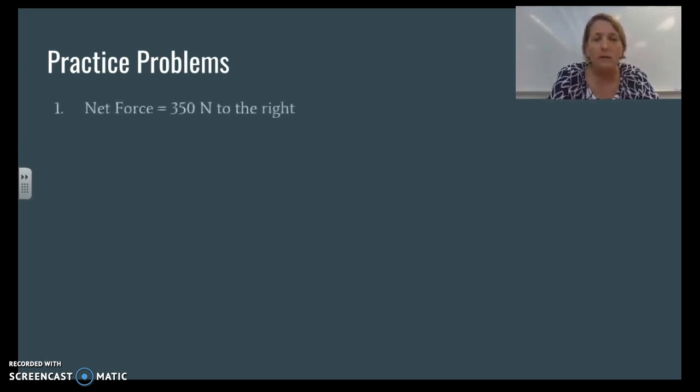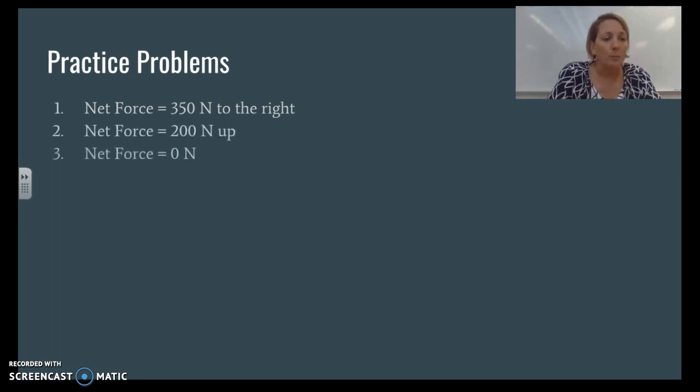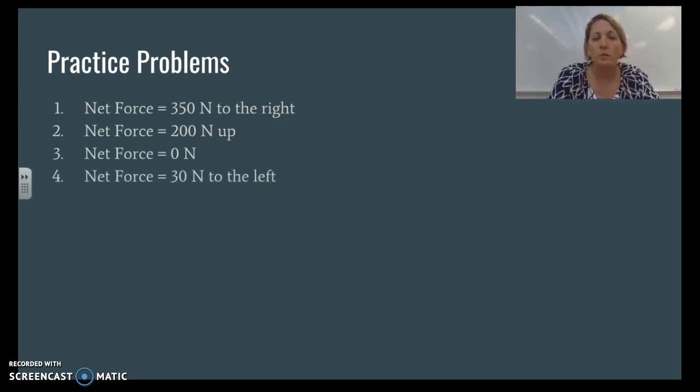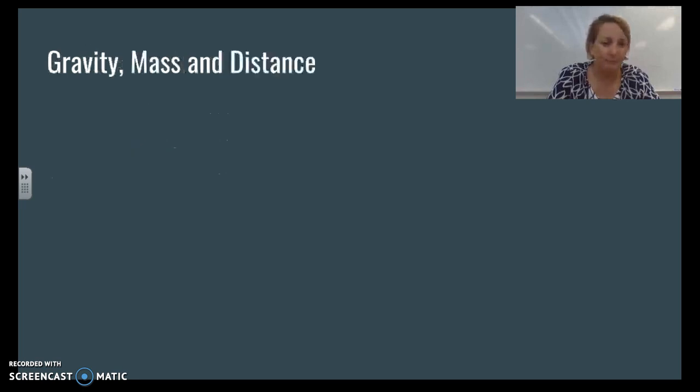So in problem number 1, the net force is 350 newtons to the right. Number 2, the net force is 200 newtons up. Number 3, the net force equals 0. And in number 4, the net force is 30 newtons to the left.